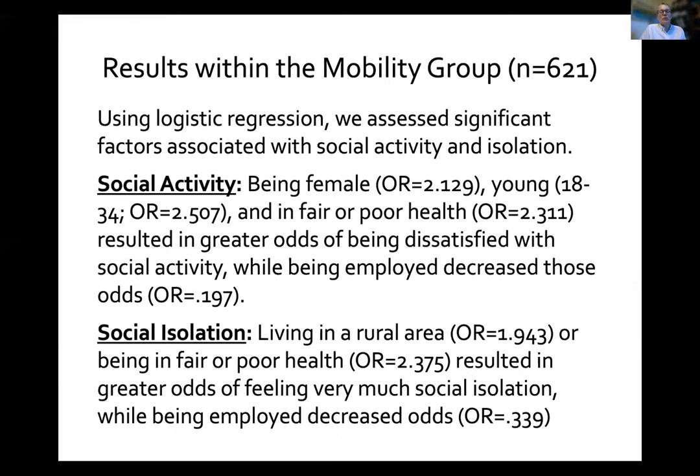So looking within the mobility disability group, we used regression models to look at each of the measures. So first, for social activity, being female, being young, and being in fair or poor health all resulted in greater odds of being dissatisfied with social activity, while being employed decreased those odds. With social isolation, living in a rural area or being in fair or poor health resulted in greater odds of feeling very much social isolation, while being employed, again, decreased those odds.